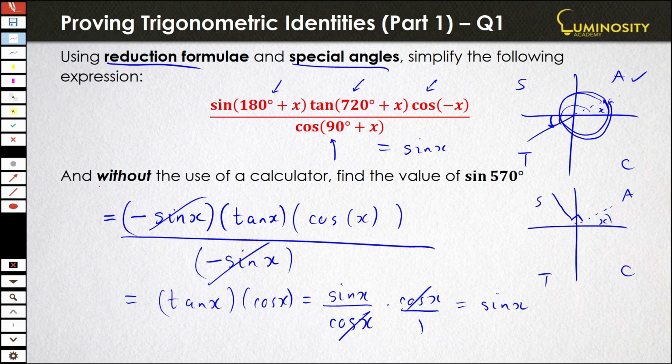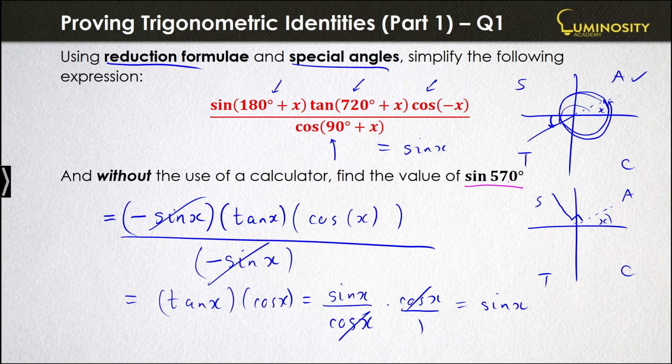Lastly, they asked us to find the value of sine of 570 without the use of a calculator. So I'm going to break up 570 degrees into special angles that I can work with. So it'll be sine of 360 degrees plus, what do I need to add on? I need to add on another 210 degrees. Remember, sine of 360 degrees plus x is equal to sine x by your reduction formulae. You're reducing off the horizontal and going 360 degrees, so you end up where you started off.